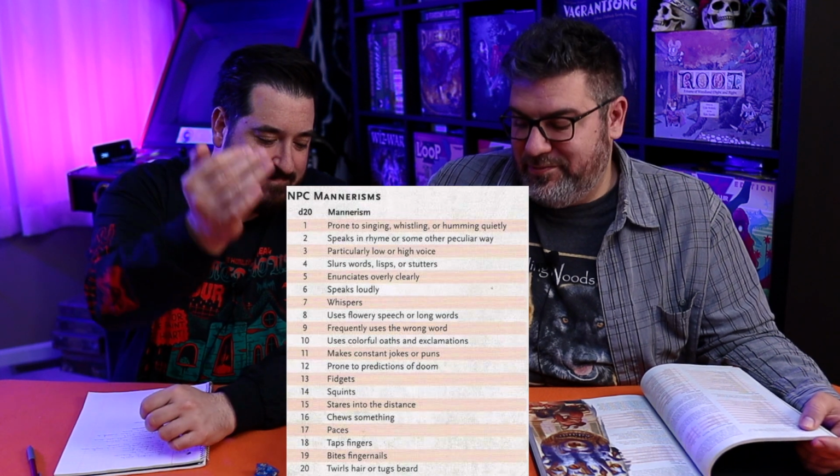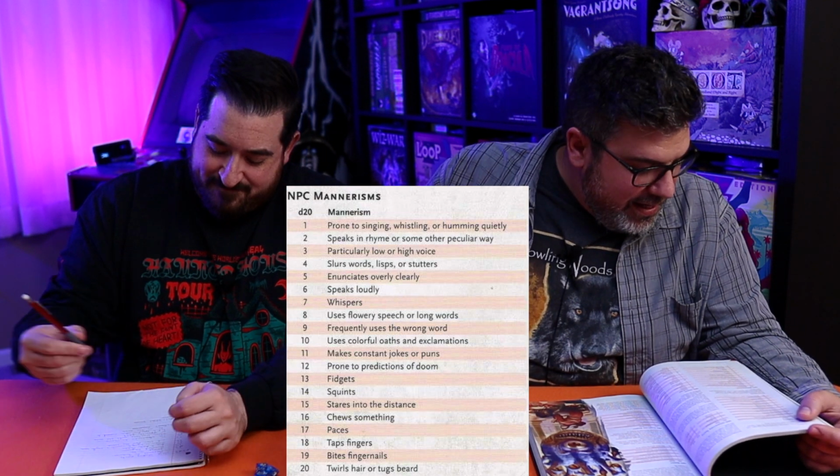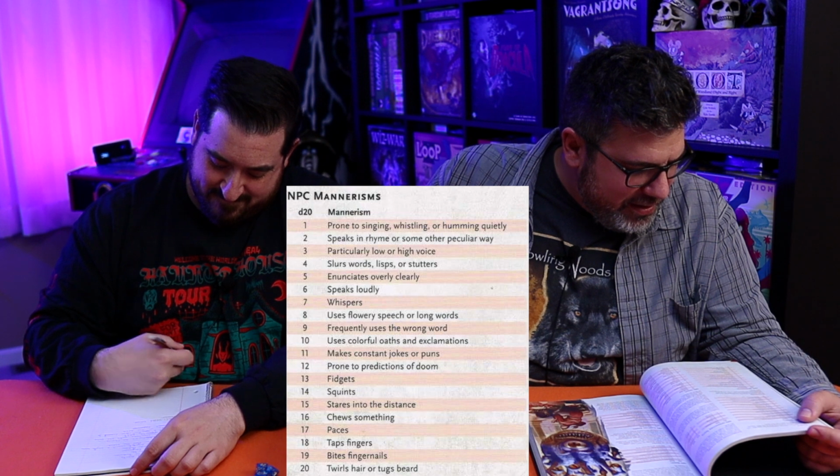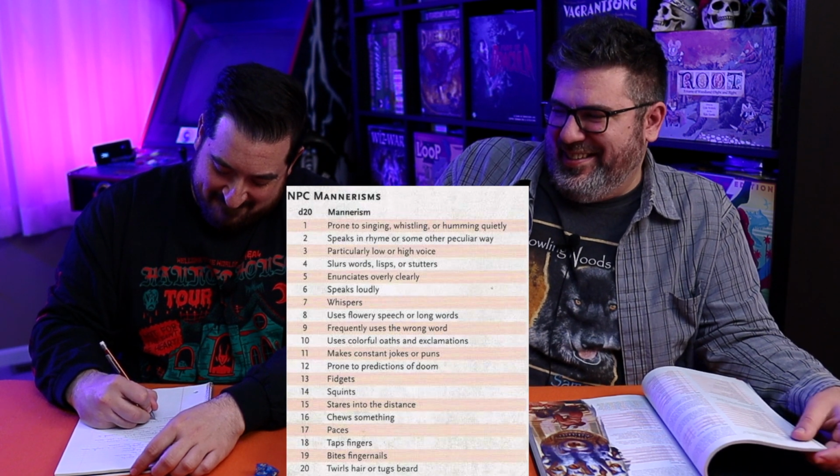Now we gotta jump into what are their mannerisms. So their mannerisms are a D20 again. 20. 7. They whisper. Oh, he just whispers.